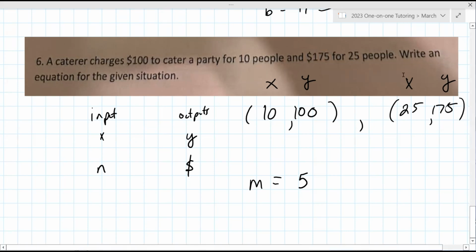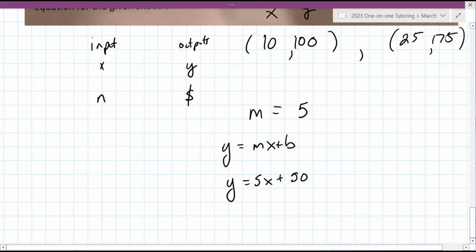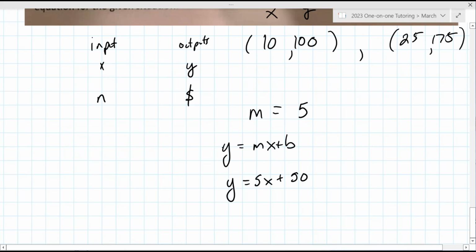Good. Okay, now they want an equation, so we'll go y equals mx plus b. Go ahead and calculate that for us, please. y equals 5x plus 50. All right. Did you use the first point or the second? First. So let's check it with the second. Is 5 times 25 plus 50 equal to 175? Yes, it is.